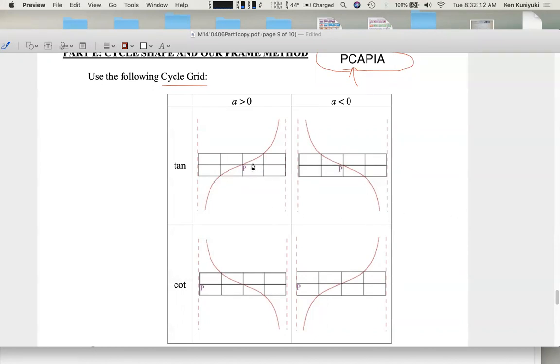Remember that for tangent, the pivot corresponding to the origin, maybe where the origin used to be, corresponds to the central point of the frame, while for cotangent and the other trig functions, the pivot is the left center point. In the cotangent case, the pivot is not a point on the graph. For tangent, the pivot will be a point on the graph. But basically, there are two cycle shapes. The pivot is located differently for the two functions.